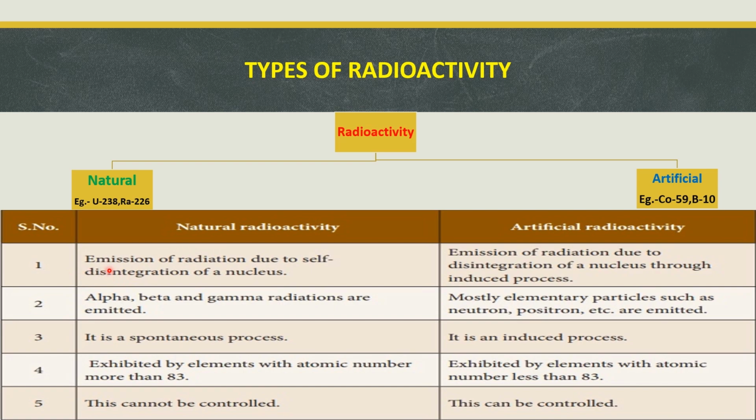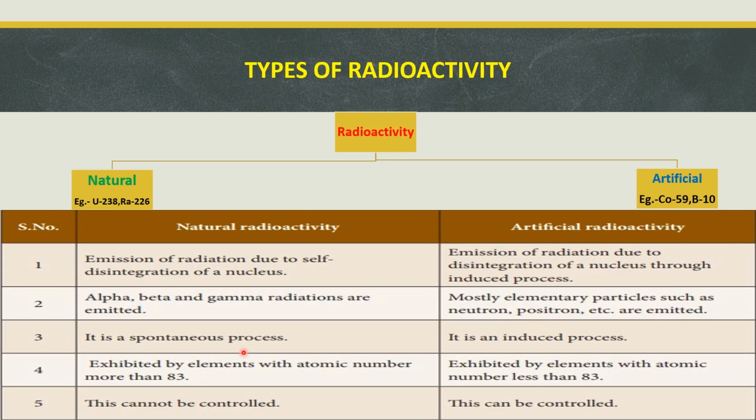Natural radioactivity is the emission of radiation due to self disintegration of the nucleus, and artificial radioactivity is the emission of radiation due to the disintegration of the nucleus through an induced process. The second difference is that alpha, beta, and gamma radiations are emitted in natural radioactivity, and in artificial radioactivity, mostly elementary particles such as neutrons, positrons, etc.